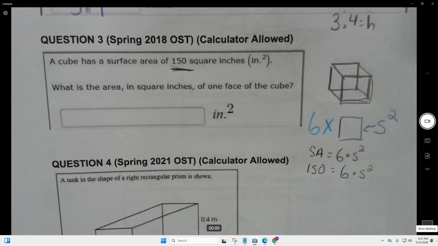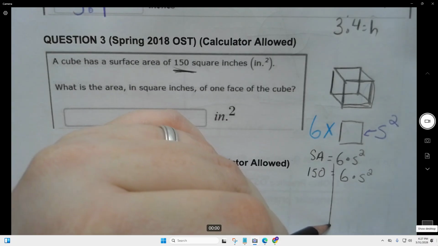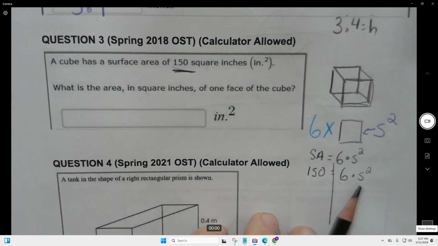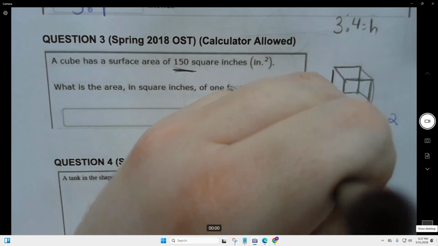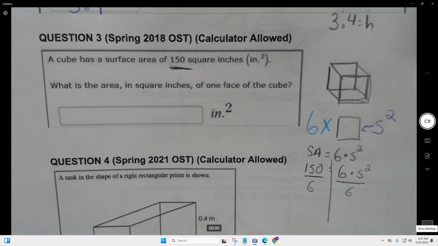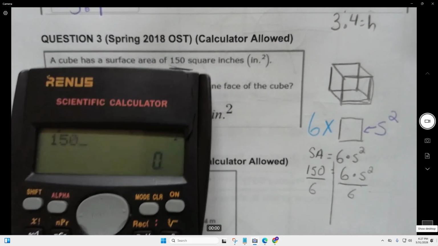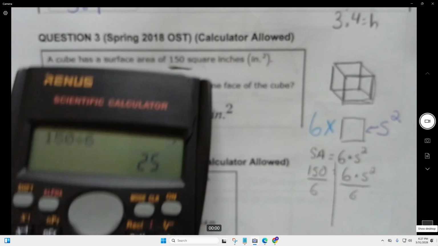How do we solve this equation? Well, we try to get the S by itself. How do we do that? We get rid of the 6 first. We push the 6 out the door. 6 is being multiplied to S, so we're going to divide everything by 6. You are allowed a calculator on this question, so by all means, use the calculator to do 150 divided by 6. That gives you 25.